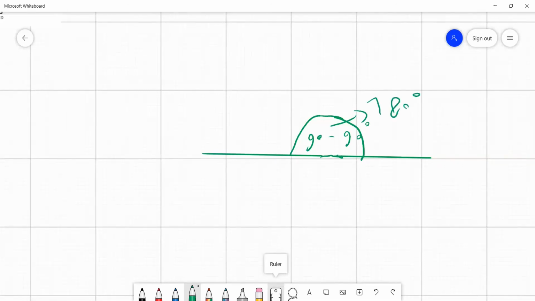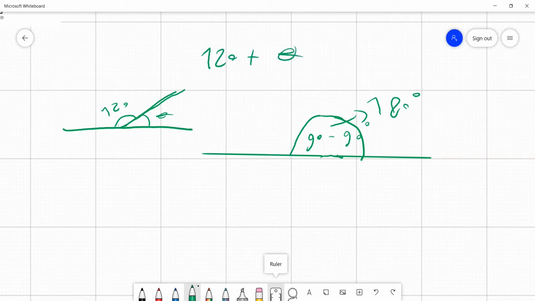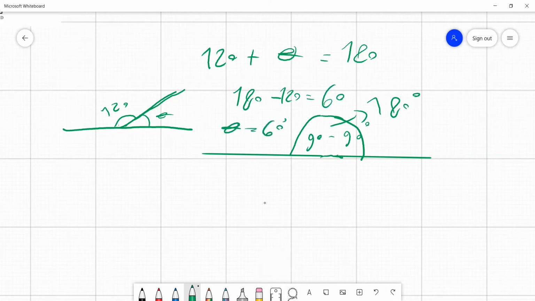And why is this useful? This is because when you have a straight line plane, and let's say that we have one line coming out at a certain angle, and we know that this angle happens to be 120 degrees, but we don't know this angle, then it's very easy because the sum of these two angles, so the 120 plus theta, has to equal 180 degrees. So 180 degrees minus 120 has to equal 60. Therefore, theta would be 60 degrees. So that's another property I wanted you guys to remember.